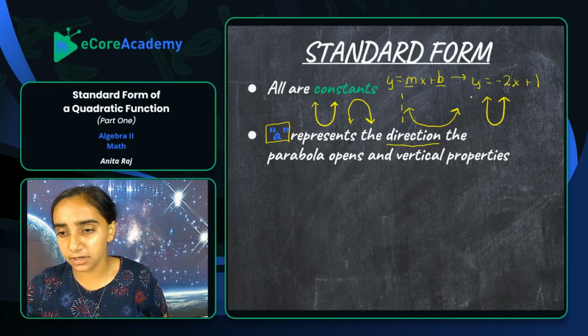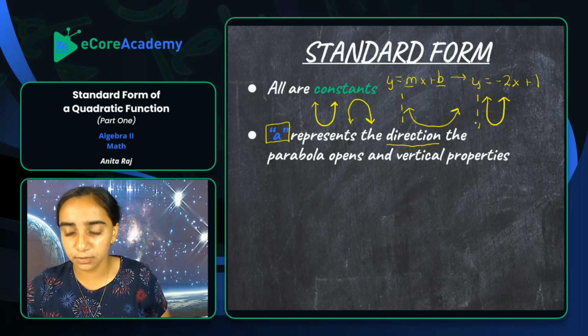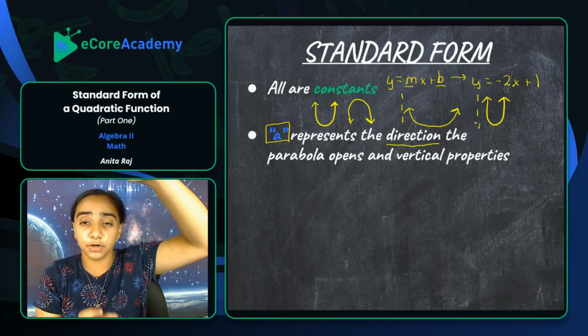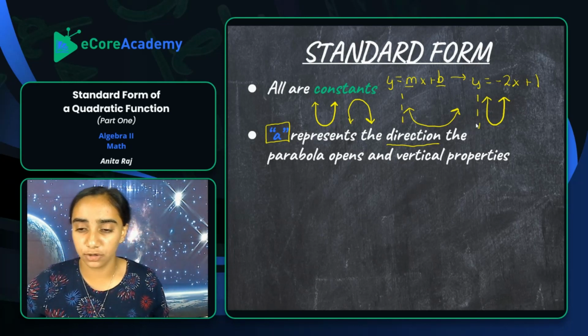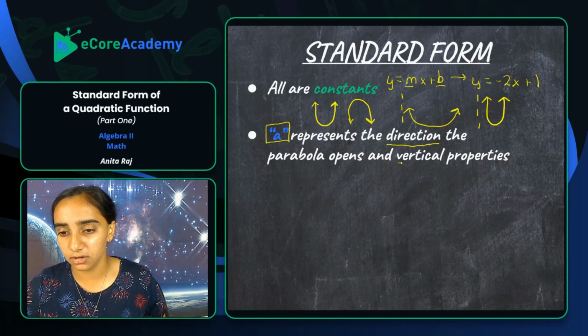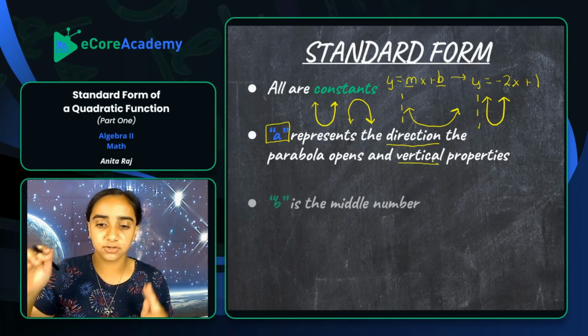This graph over here is vertically stretched. So it's almost like we're pulling it vertically. So that's what a determines. Those are the two things a determines. And let me just underline vertical here. Okay, next let's look at b.